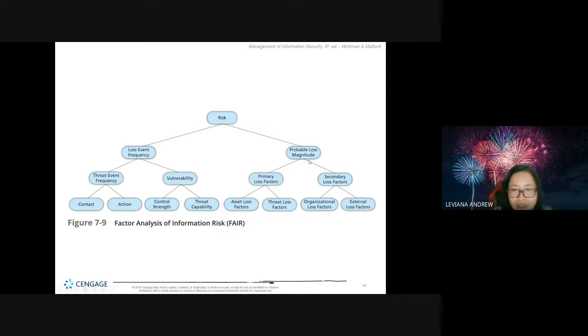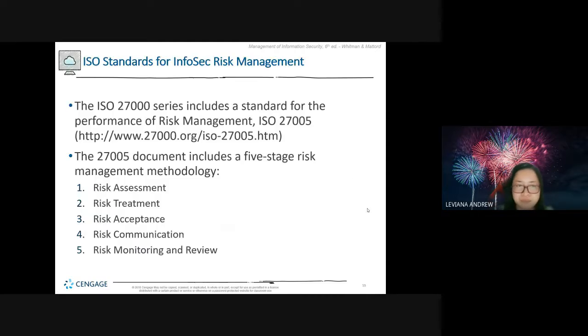Probable loss magnitude, kira dia punya primary loss factor, the estimation of asset loss factors, and then asset threat loss factors. Secondary loss factors, organizational loss factors, and then external loss factors.